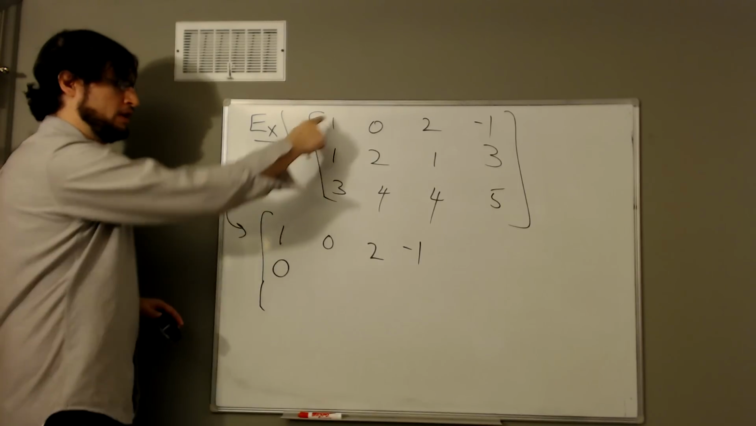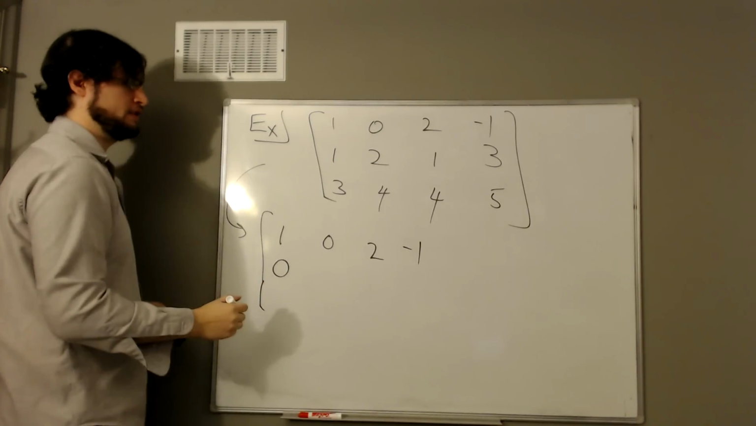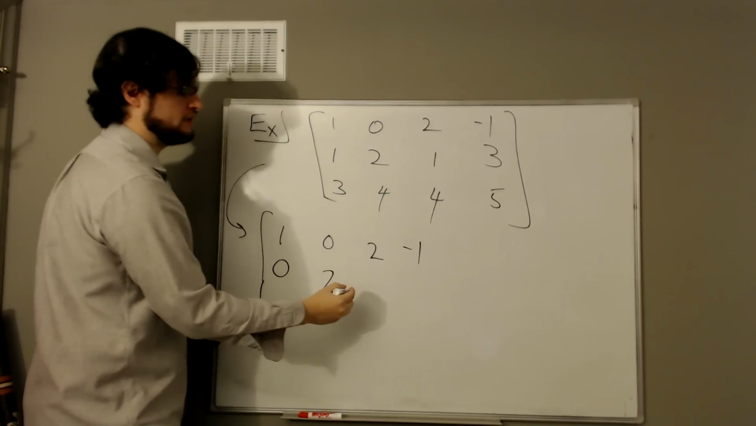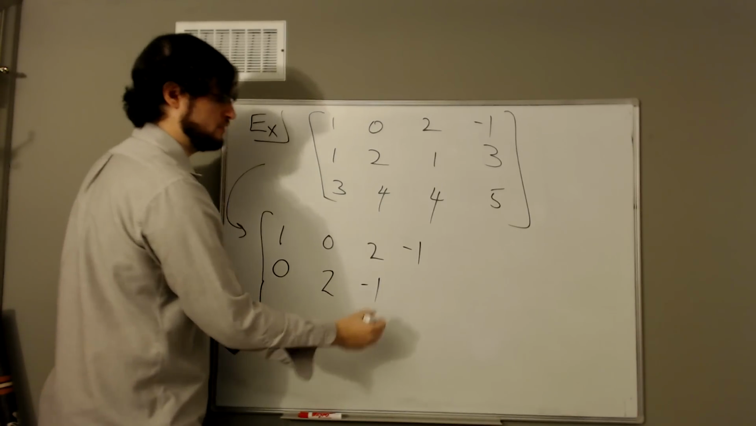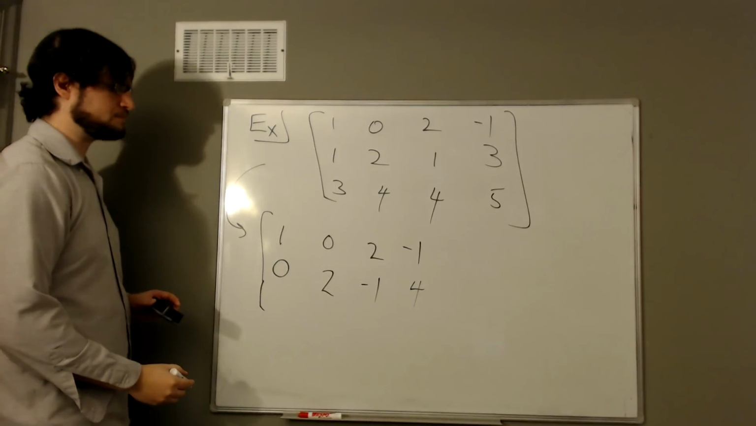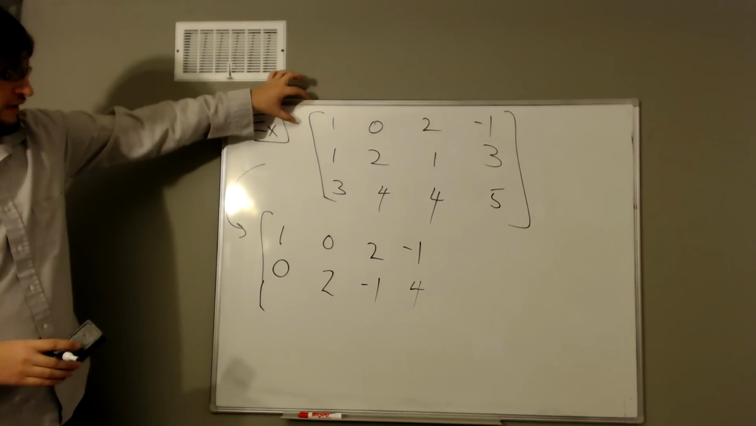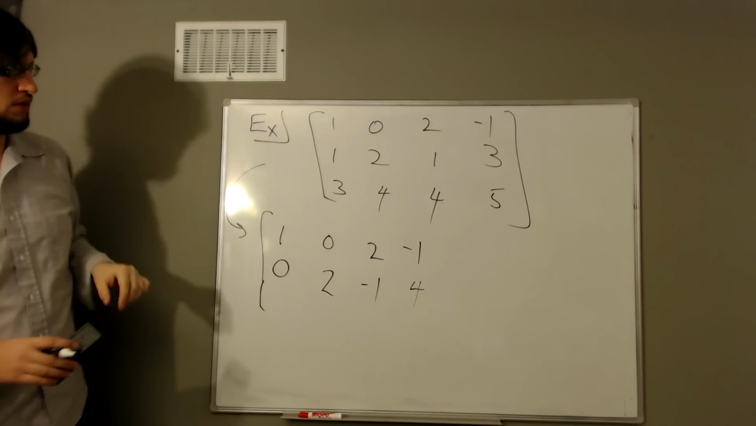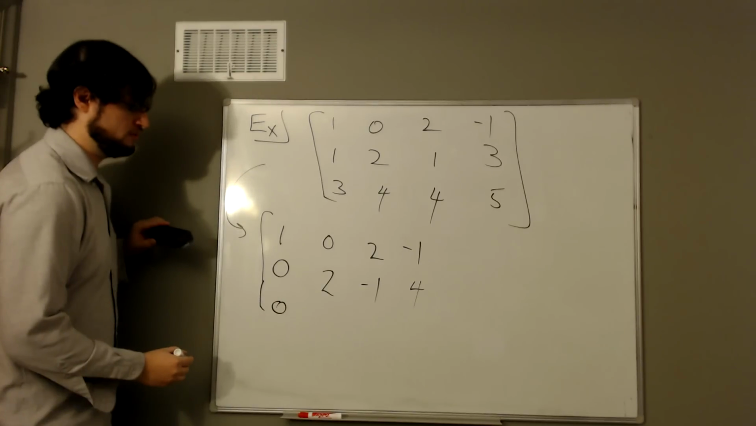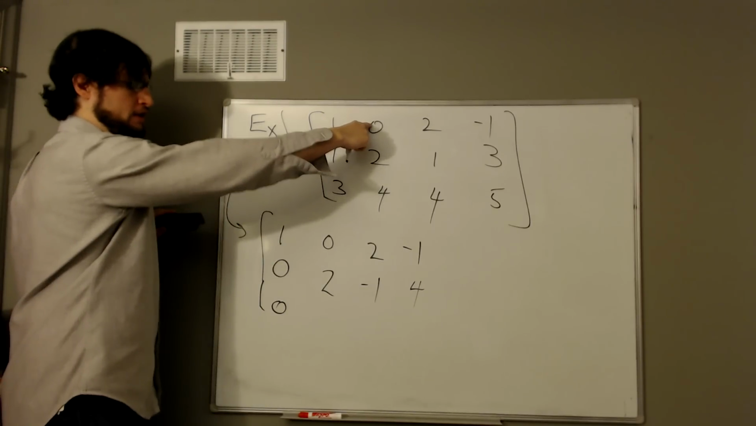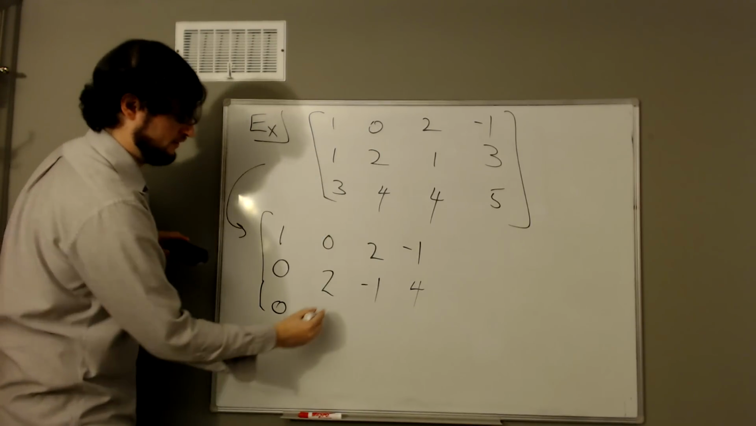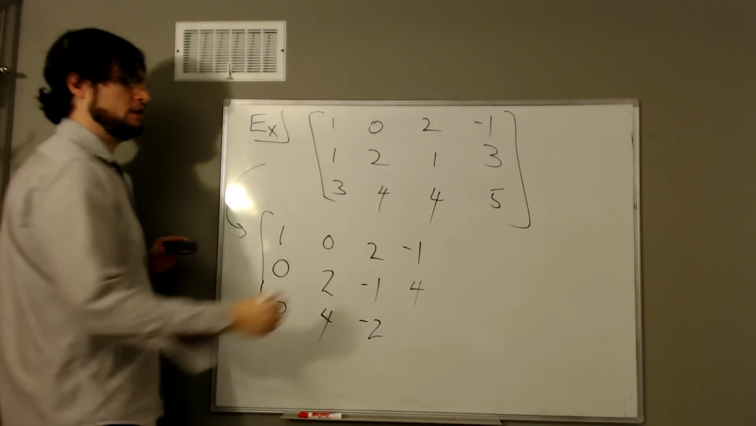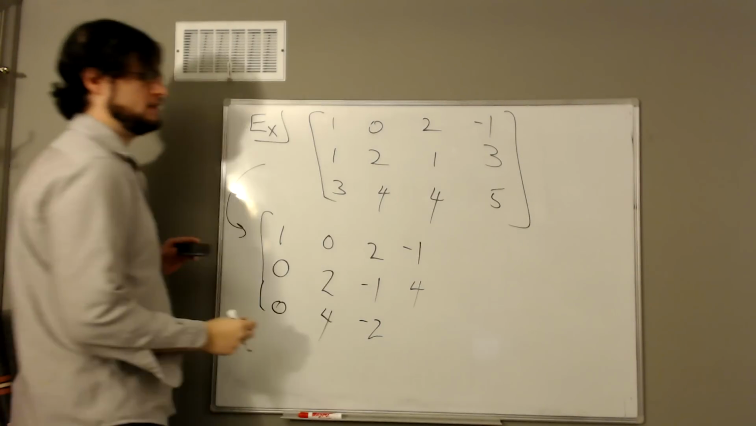And I get 0, negative plus this is 2, negative 2 plus 1 is negative 1, negative 1 plus 3 is 4. How do I get this into a 0? Negative 3 times row 1, add it to row 3. So that's 0, negative 3 and add makes 4, negative 3 and add makes negative 2, negative 3 and add makes 8.